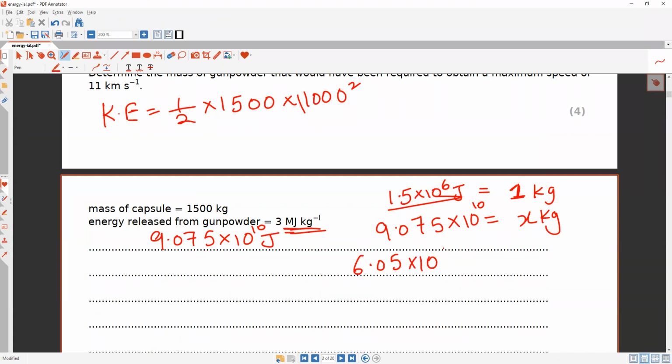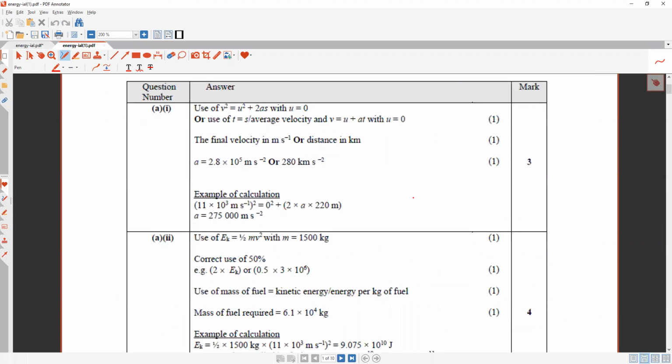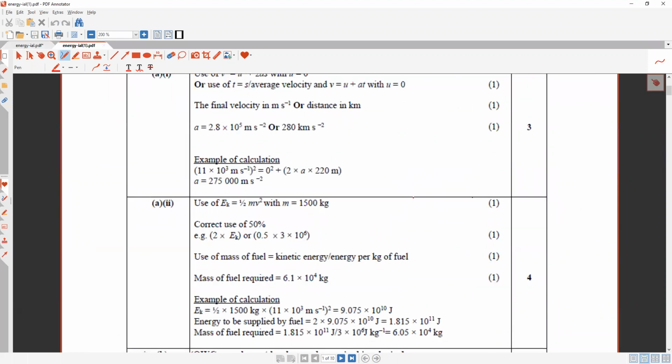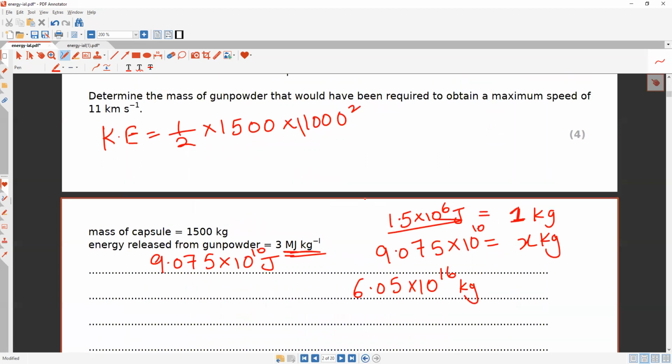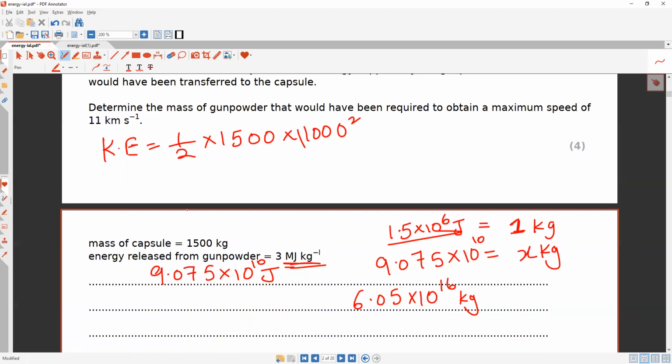6.05 into 10 raised to 16. 16 kg of gunpowder is required. Now let me see the mark scheme of this. Okay. Something is wrong. 10 to the power 4 kg is what they got. This which they did is correct. Someone told you the wrong answer. This one is wrong now.